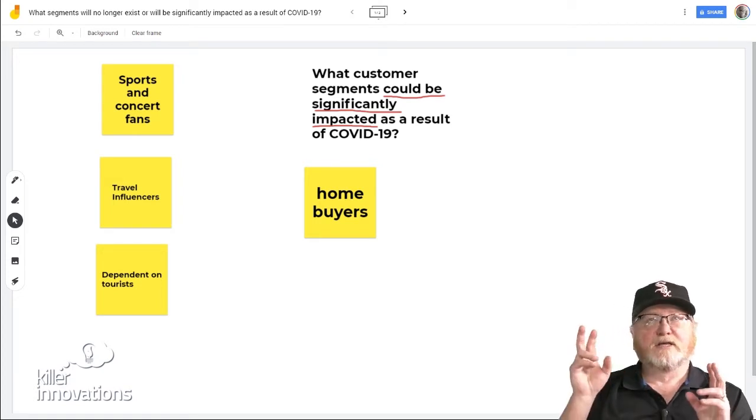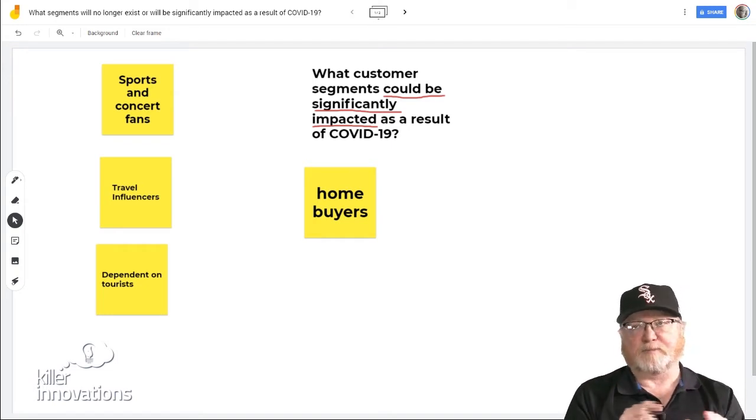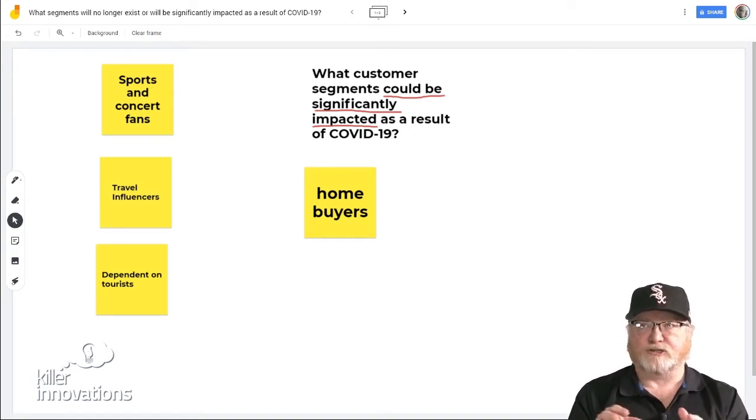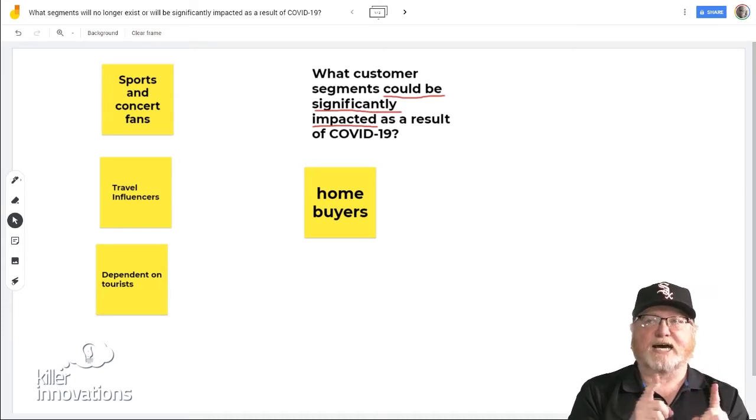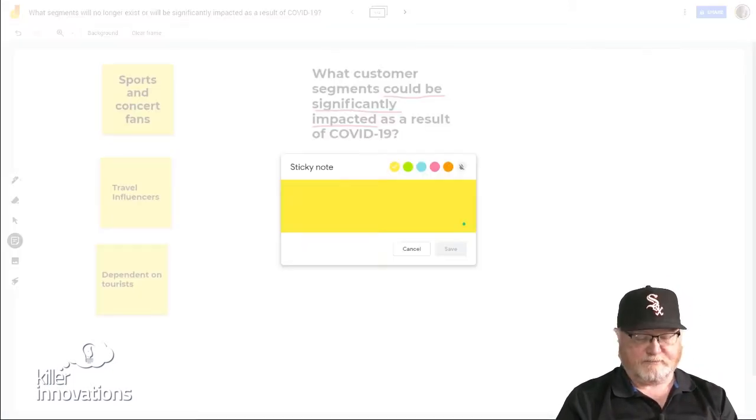I'm being somewhat productive, but I need to make some changes here. And so I think that the customer segment of home buyers is going to change. Not so much that people don't buy houses or people are not going to sell. It's the type of house people are going to want to buy. The feature set of the home buyer, I think, is now going to be different.